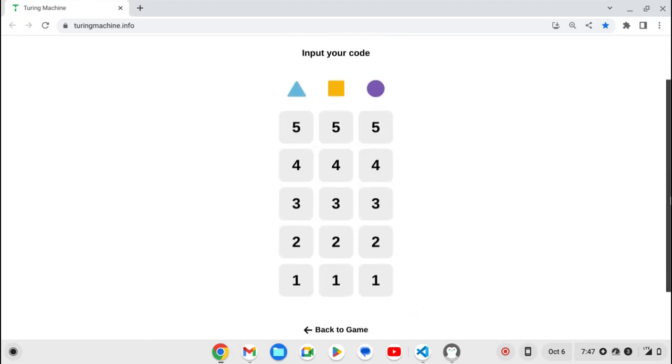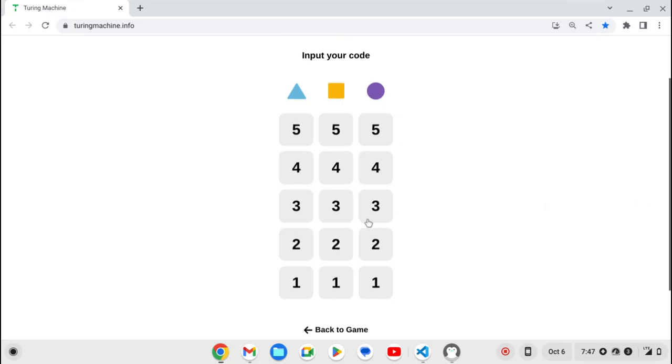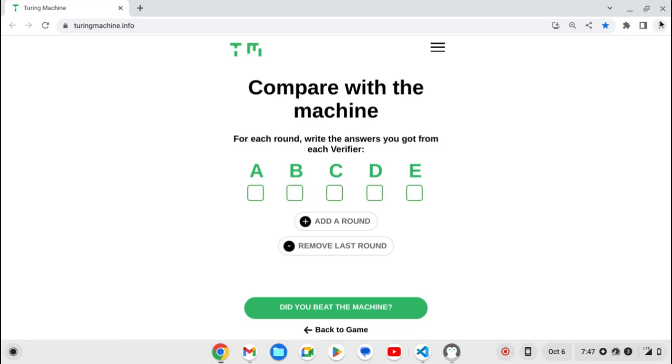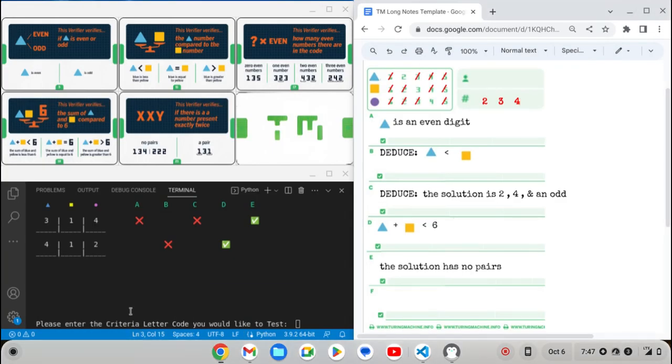So 2, 3, 4. Okay, fantastic. That's correct. And how do we do versus the Turing machine? Well, we did have 5 criteria cards and we did 5 tests. So whenever those match up, it's a good indication that we at least tied, if not perhaps we did even better. So we did do ACE in the first round, and E was the only correct one, and we did the remaining 2 tests in the second round.